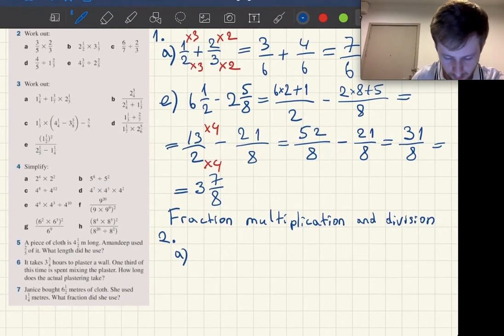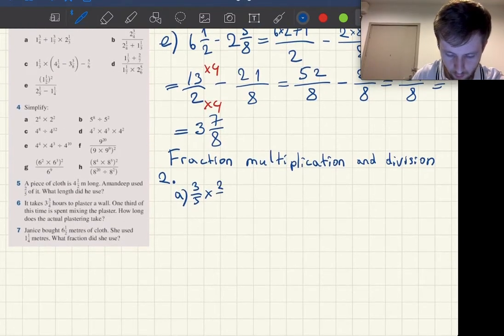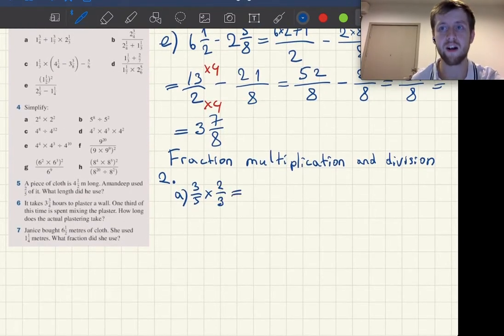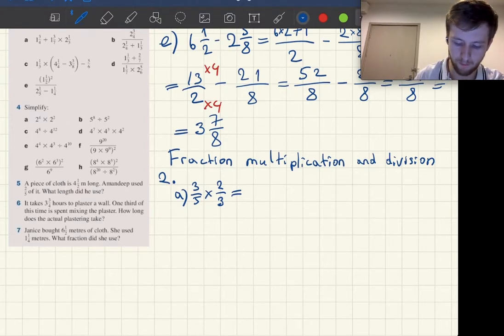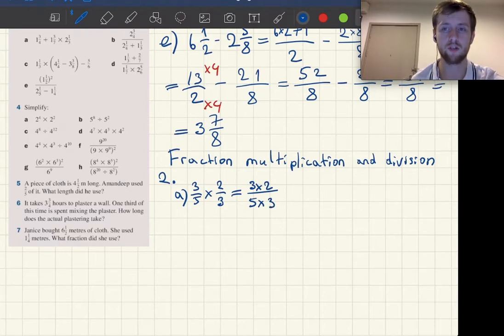3 over 5 times 2 over 3. It's actually easier than adding fractions, because you just have to multiply top by top and bottom by bottom, like this. 3 times 2 over 5 times 3 equals 6 over 15.